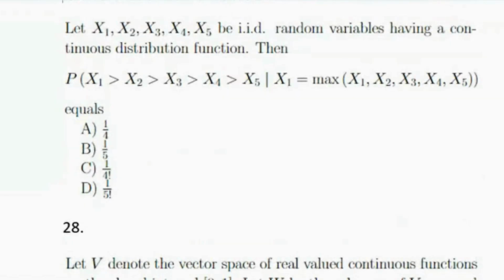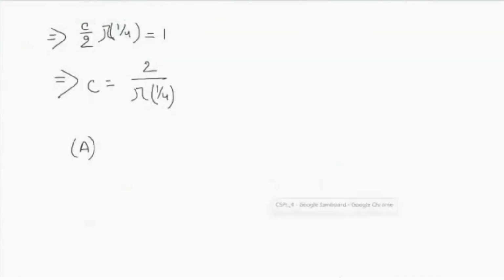So question number 27 talks about 5 IID random variables X1, X2 to X5 which have a continuous distribution function. And then we have to find the probability that X1 is greater than X2 greater than X3 greater than X4 greater than X5, given that X1 is the maximum of these 5 quantities. So essentially, this is a question involving both conditional probability and order statistics.